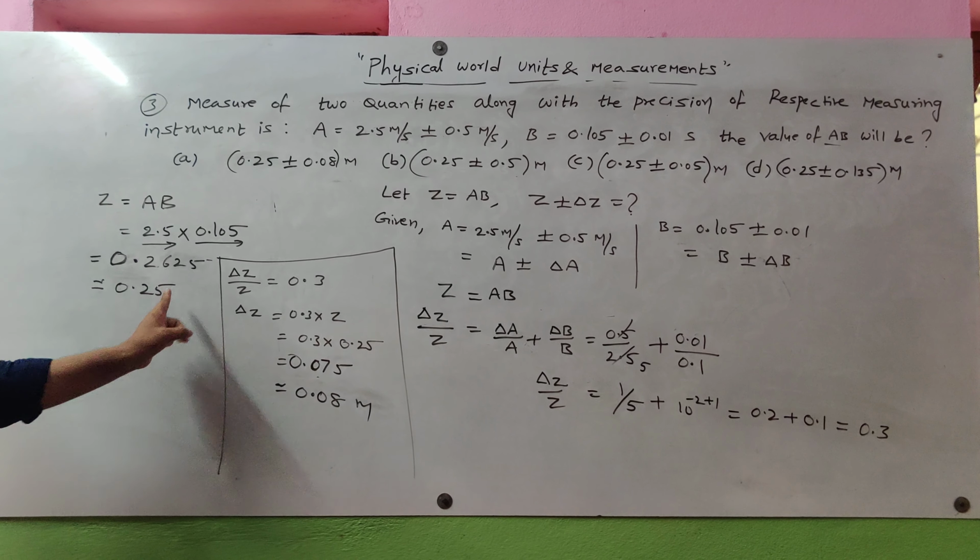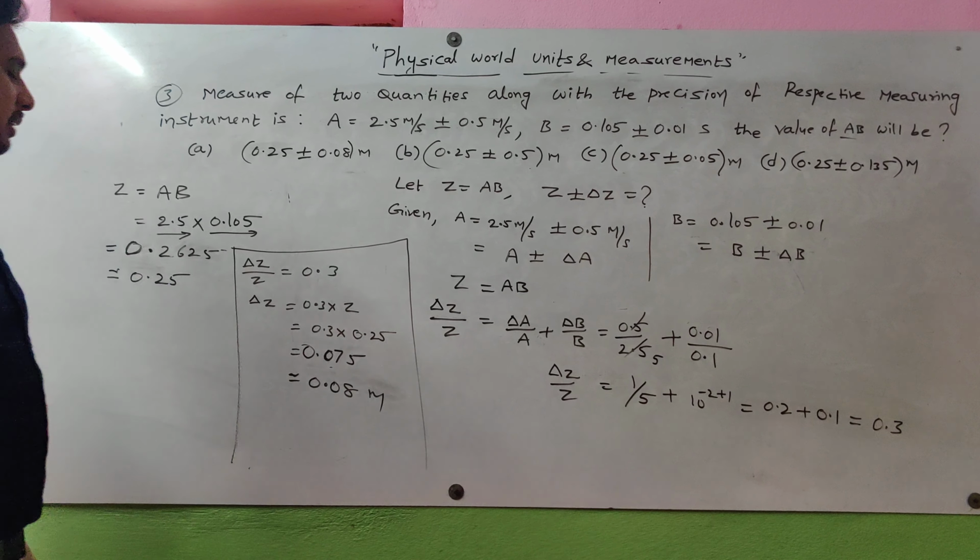Z value is 0.25 meters. Now how do we represent Z plus or minus delta Z? Z value is 0.25 plus or minus delta Z value 0.08 meters. So what is the answer for this one? Option A is correct. For this question, option A is correct. Next question.